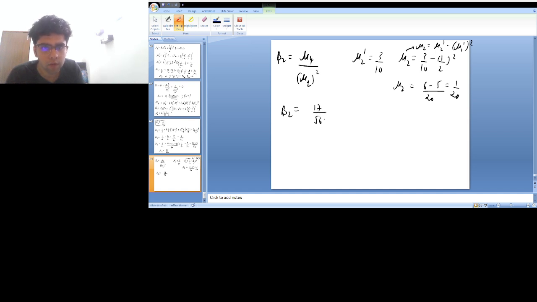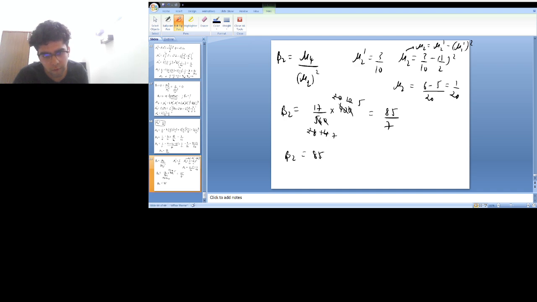So beta 2 becomes 17 upon 560 into, now the square of this becomes 1 upon, this is 400, 2 2s are 4 and 8, 2 10, 2 10s are 20 and 2 14s are 28, 2 5s are 10, 2 7s are 14. So this becomes 50 and 35, 85 upon 7. So is my beta 2 equal to 85 upon 7? I don't know. I think I've made some error.